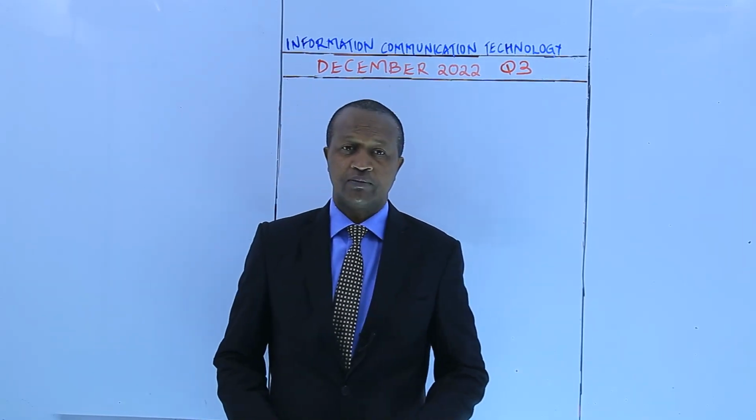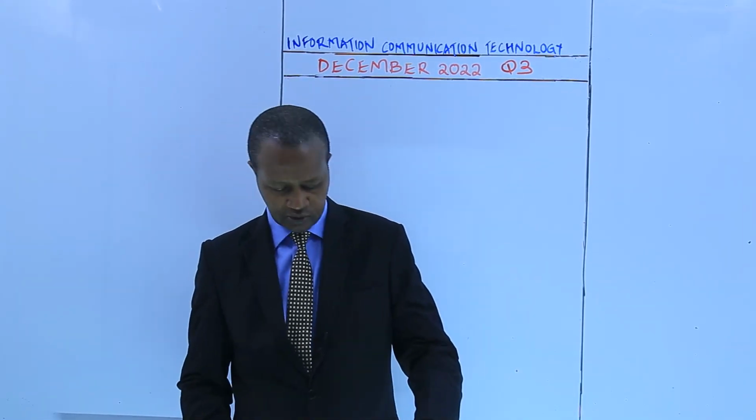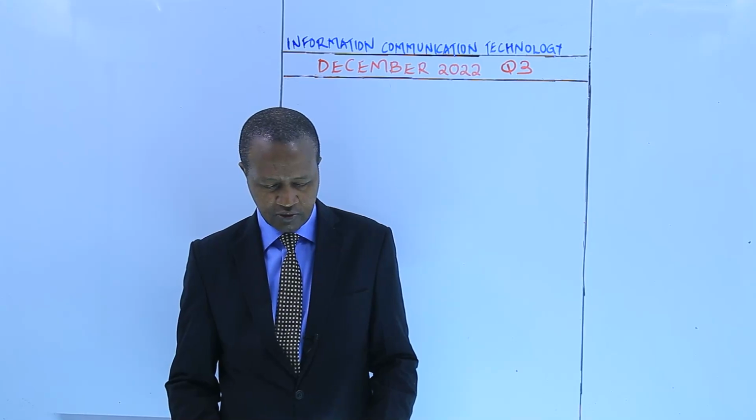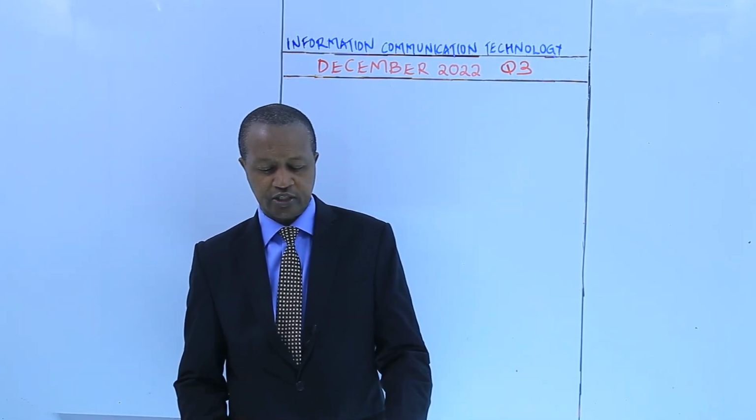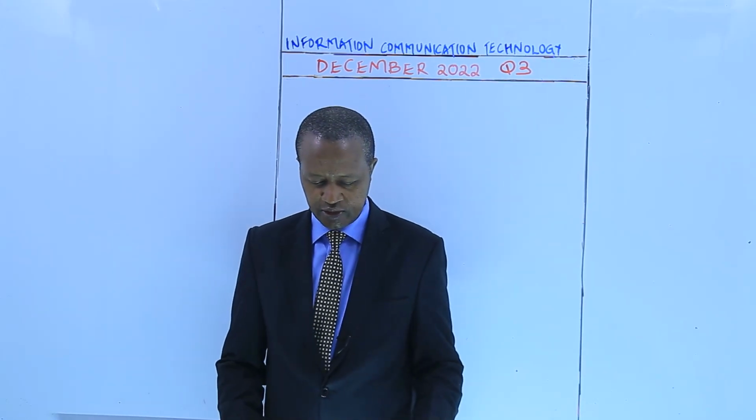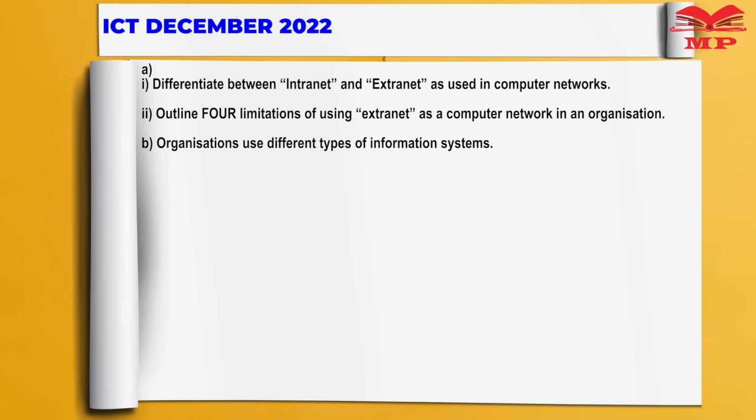Hello and welcome back. Today we are going to answer question 3 of the December 2022 Information Communication Technology paper. Question 3A, Roman 1 reads, differentiate between intranet and extranet as used in computer networks. 2 marks. Differentiate between intranet and extranet.